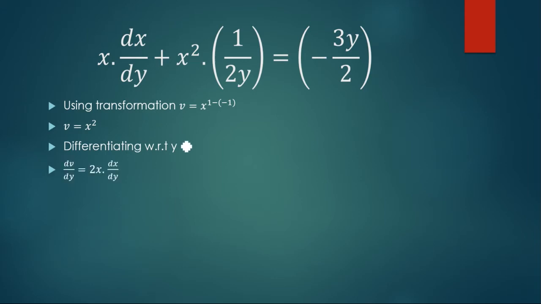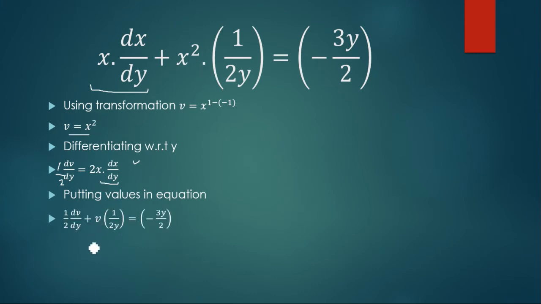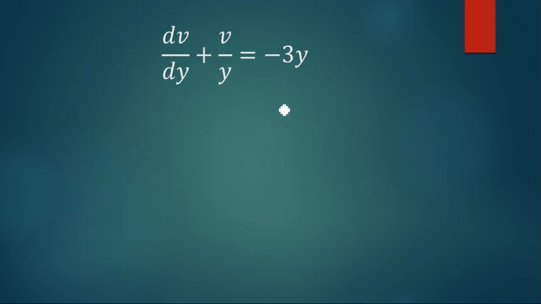So differentiating with respect to y, we got dv by dy as 2x dx by dy, right? So we just put in the values, like we have got x dx by dy, like this one. So it is equal to 1 by 2 dv by dy, and the second is x square, which is v. So we just put in the values in the equation, so we have got this equation. Just opening up the brackets, multiplying it by v and taking 2 common, like if we take the LCM, all the 2's get cancelled. So now we are left with this equation.